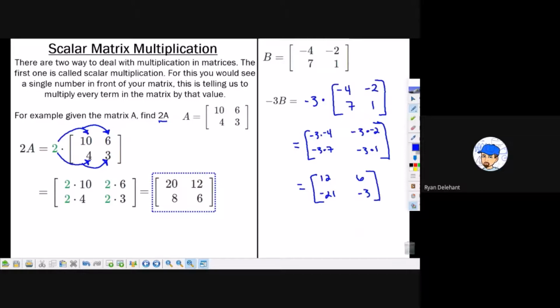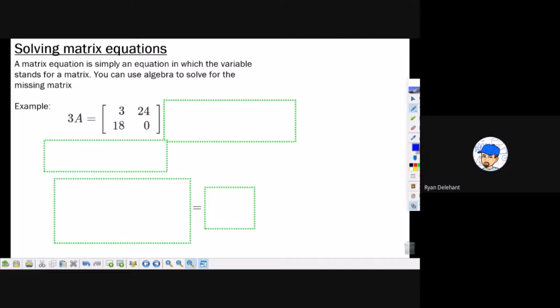Now, you can use this notation and this idea. I want to talk about division and what you would do, and we're going to approach the idea of solving matrix equations. So what this says is, I want to know the matrix A that I can multiply by 3 to get this output.